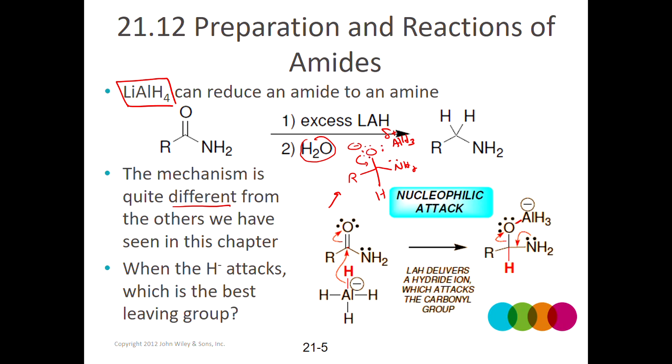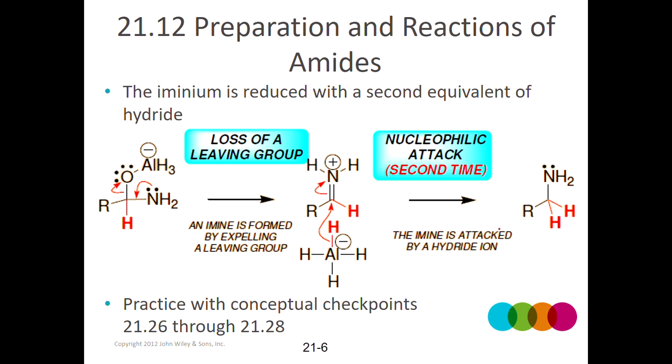So instead of the oxygen swinging electrons back in and pushing out a leaving group, since we don't have a decent leaving group, what's likely to happen here is, since the oxygen is so strongly attracted to the aluminum, it can actually leave, and the nitrogen will swing electrons in and push out that oxygen. And so when the nitrogen swings in, they'll form a double bond, and the oxygen will leave. It'll go with the aluminum. That produces an iminium ion.